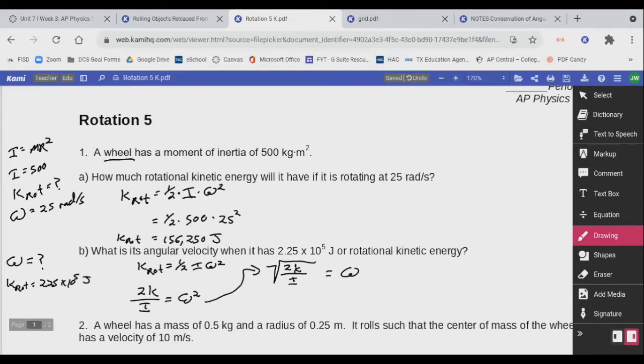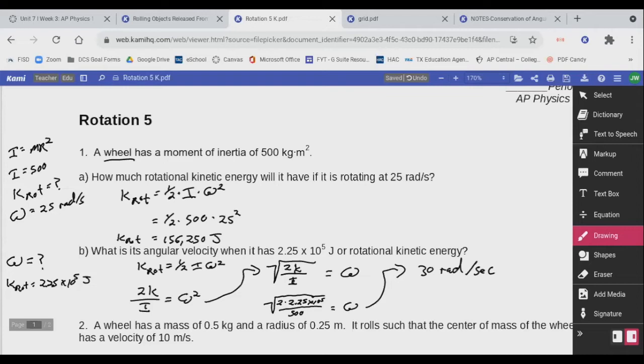In this case, if I start plugging numbers in, I'd have the square root of 2 times 2.25 times 10 to the 5th divided by my I. So what is I here? I is still 500. That equals omega. When I did the math for this one, I got 30 radians per second, by taking 2 times the quantity 2.25 times 10 to the 5th power, divided by 500, and square rooting that answer. I got 30. Not too bad.